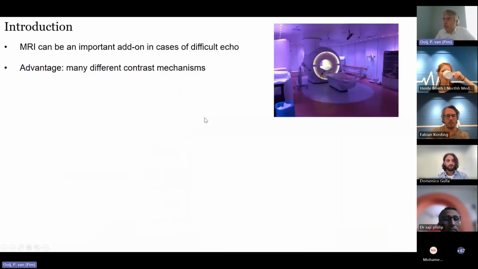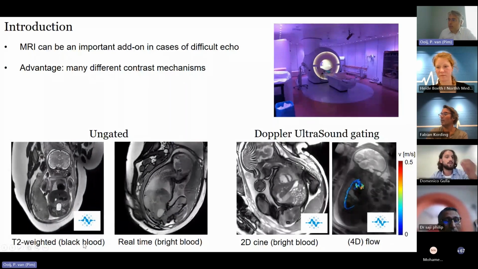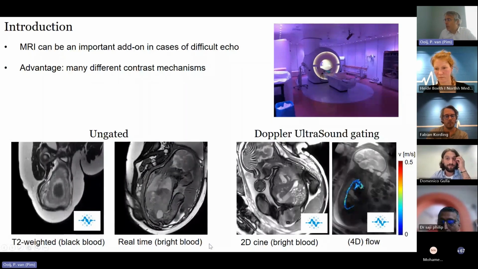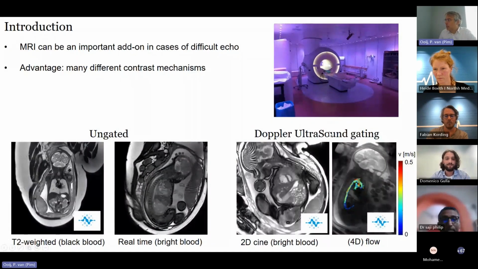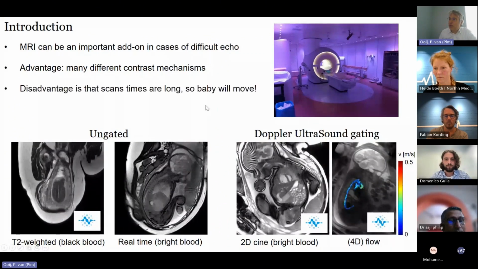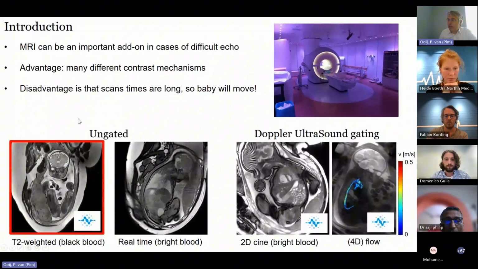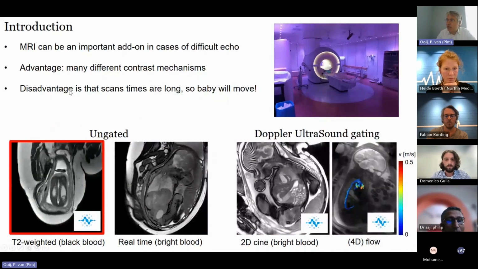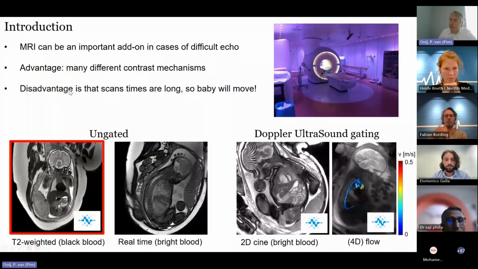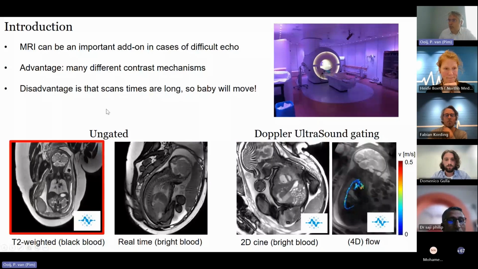Obviously, MRI can be an important add-on in cases of difficult echo. It has many different contrast mechanisms, and here I show a few ungated ones. You can have a T2 weighted black blood imaging or real-time bright blood. You can use the Doppler ultrasound gating device that North developed for 2D cine bright blood or even for flow. But now North is also involved in the T2 weighted black blood 3D reconstruction, which I will be talking about. Obviously, a disadvantage for MRI is that scan times are long, so the baby will move, so we need to think about solutions to compensate for that motion, which will be the aim of my talk today.